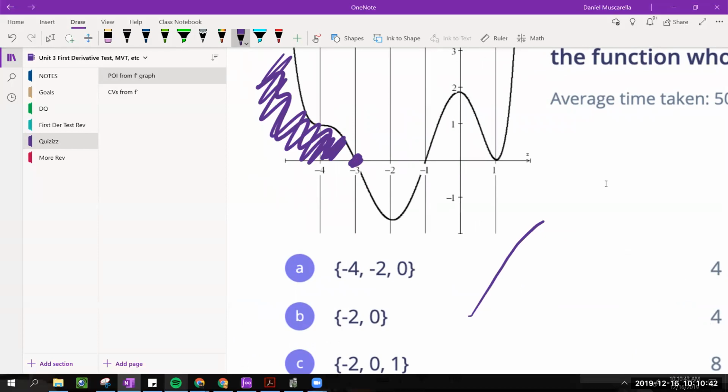Does that idea make sense? Yeah, that makes complete sense to me. And then after -3, it dips down and the function is now going back down because the first derivative is negative. So right here at -3, we would have a relative max on the normal function.